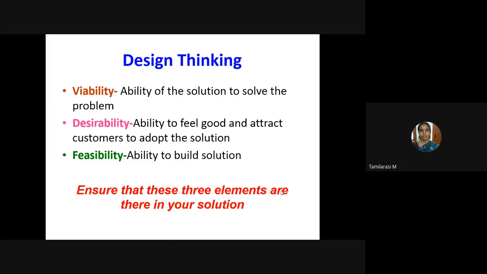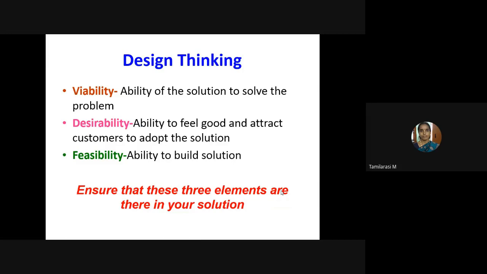And the third thing is feasibility: whether this solution can be implemented or not, for whatever problem you have chosen. You may have some idea, but if you cannot implement it in reality, then it is a waste of time, right? So these are the three things that you have to assess before getting into the development.